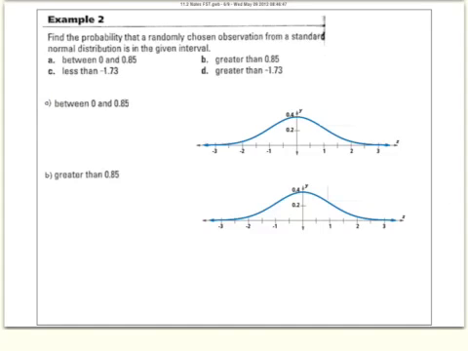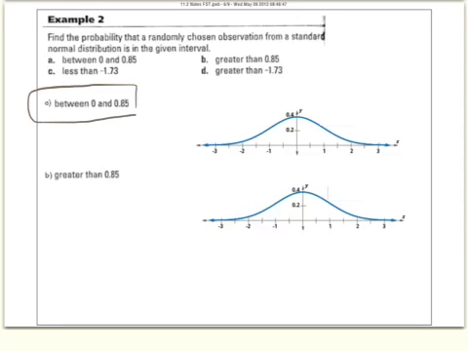Now this next slide, what you're going to want to be able to do is actually plot where this is on the curve. So here we go. There's 4 parts to this question. Pick and choose what you want to listen to. I'd listen to it all. Here we go. Find the probability that a randomly chosen observation from a standard normal distribution is in the given interval.